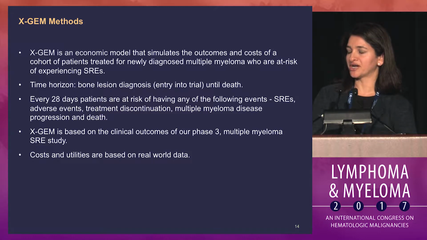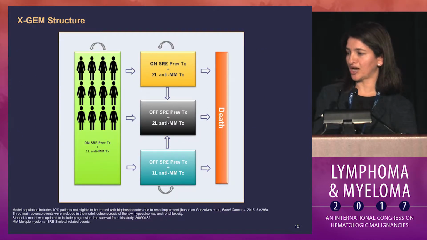The XGEM model, as I've already pointed out, is an economic model that simulates the outcomes and costs of a cohort of patients who were diagnosed and experiencing SREs. We use the timeline from the time of diagnosis until death. SREs were evaluated every 4 weeks on this study, as were the study drugs, and costs were based on real-world data. This is the structure of XGEM. Patients were put in at the very start of the study, so on SRE treatment for prevention of SRE with their first line of treatment. They could either continue on the SRE, and some of these patients have progressed to go on to second line treatment.